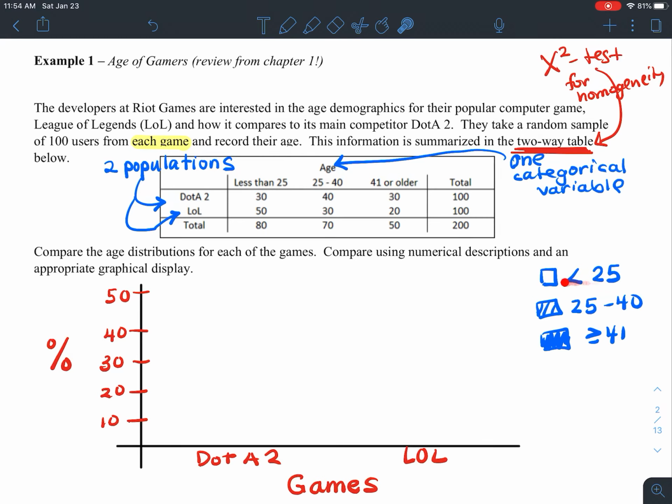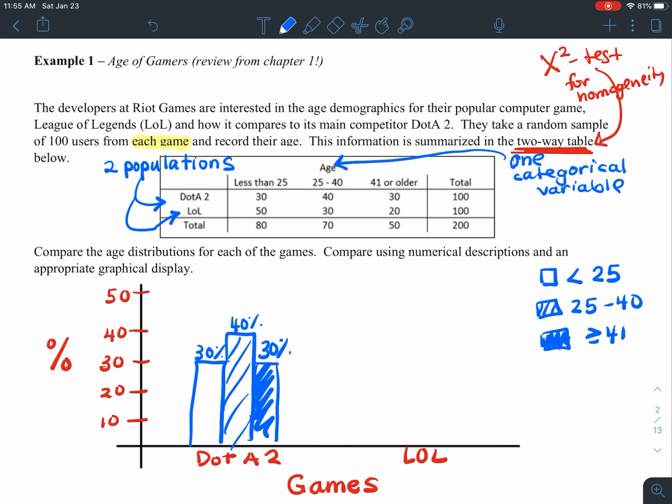I'm going to mark off those who are less than 25 from the .A2 group. There were 30 out of 100, so that is actually 30%. So I'm going to go up here. And I'm going to go ahead and mark 30% at the top of that bar. Okay, I'm going to go ahead and come across over here. These need to be all 3 of these age demographics for .A2. So I'm moving over here to 25-40 age category. 40 out of 100, that would be 40%. Okay, I'm going to label 40% at the top. This one gets the stripe. And then I'm at 30% again for those who are 41 and older. This one's going to get shaded in solid.